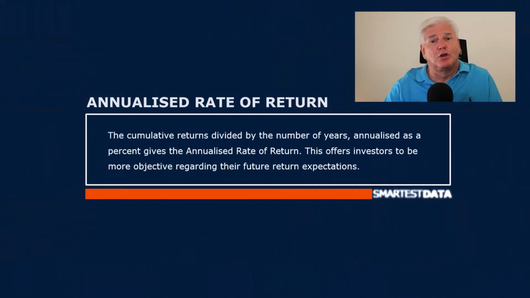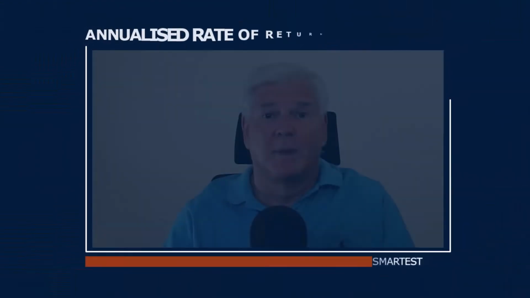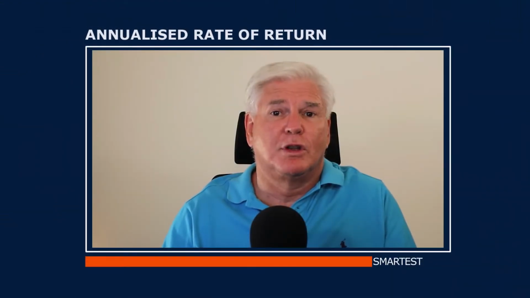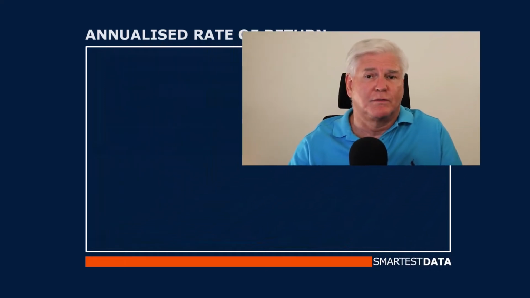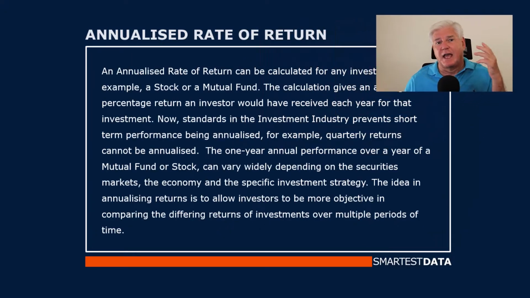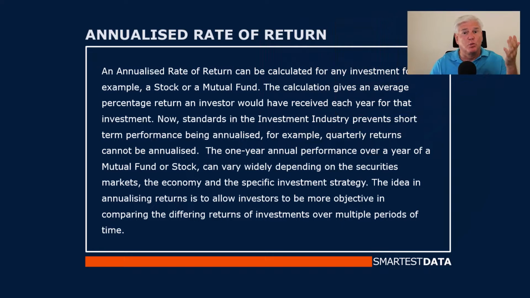The cumulative returns divided by the number of years, annualised as a percent, gives the annualised rate of return. This offers investors to be more objective regarding their future return expectations. An annualised rate of return can be calculated for any investment, for example a stock or a mutual fund. The calculation gives the average percentage return an investor would have received each year for that investment.